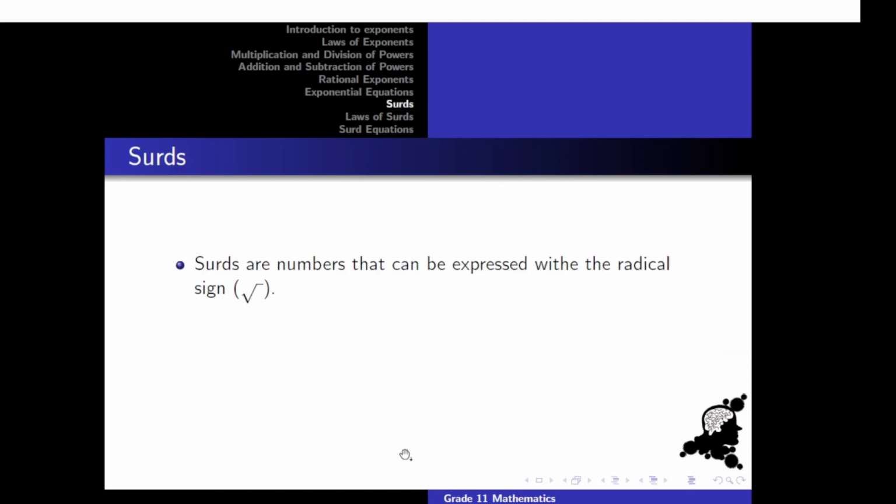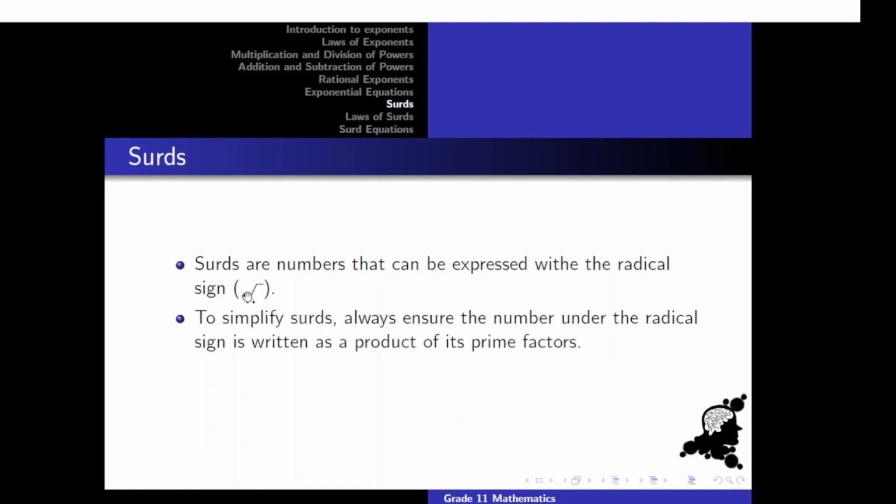Okay, now we move on to surds. Surds are numbers that can be expressed with the radical sign. Now most of us think about this sign as the square root, and that's correct. But what would happen if we had a number just above the sign? Then you would realize that it's no longer square root, it could be cube root. That's why we refer to it as the radical sign.